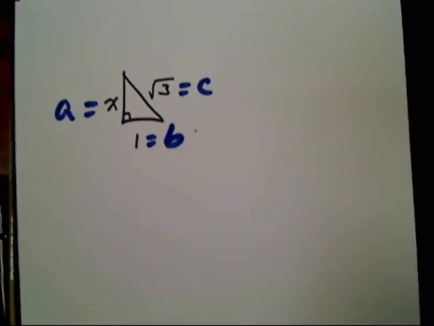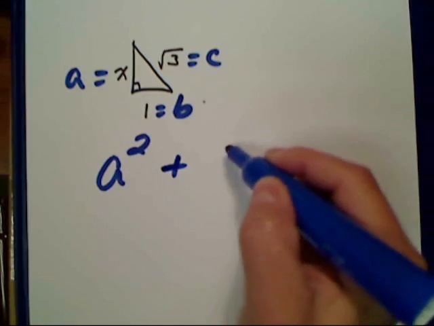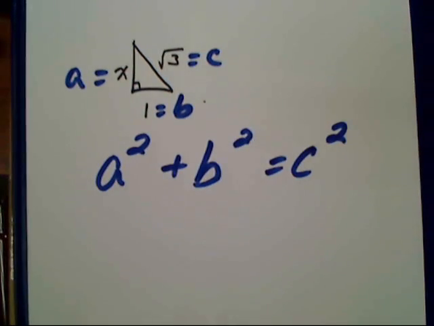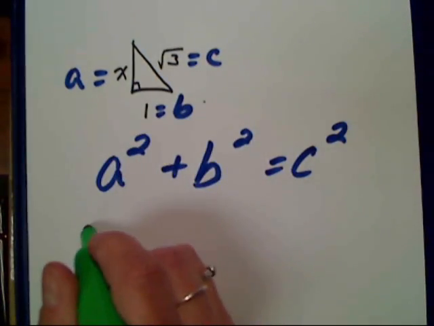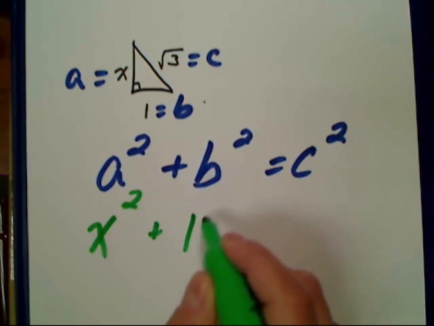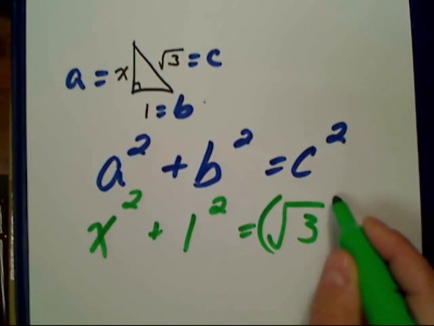Whenever we're using a formula, the proper thing is to write the formula down so that you don't make any little boo-boos. A we don't know, we called it x, so I'll replace it with x. B is 1, so I'm going to square that. And C is the square root of 3. All right, and we'll square that.